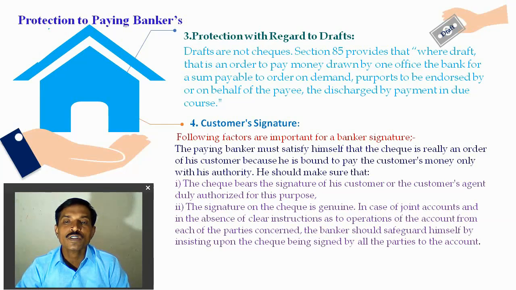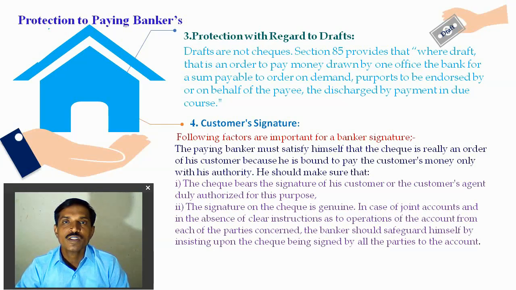The paying bank must satisfy himself that the check is really an order of his customer, because he is bound to pay out customer money only within his authority. The check must bear the signature of his customer or the customer's agent duly authorized for the purpose.